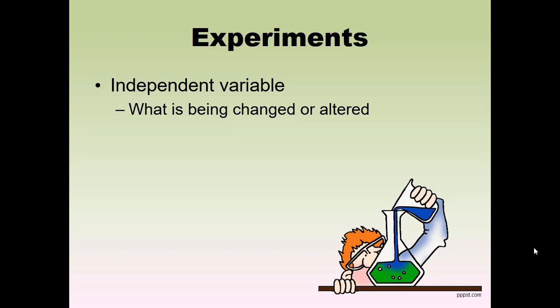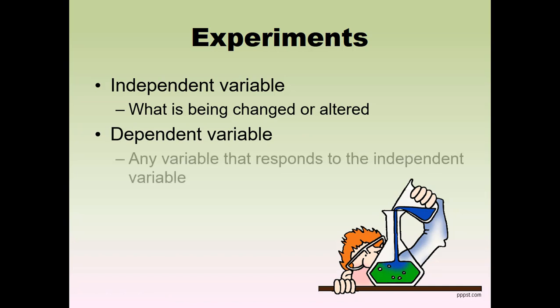So that is the independent variable, what the investigator is altering. That's kind of an easy way to keep this in mind. Independent, the investigator is altering. In response, we have the dependent variable. Now the dependent variable is actually any variable that responds to the independent variable.